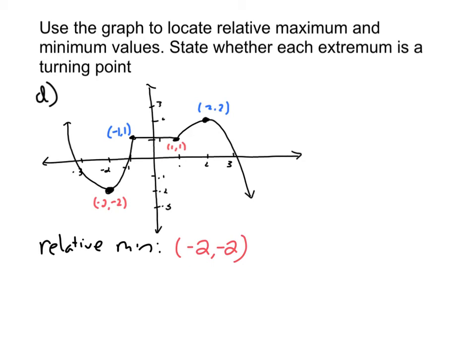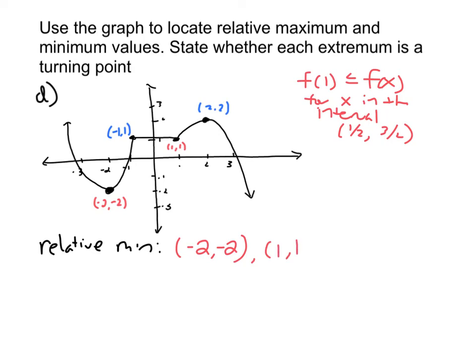Right? Remember, in order for it to be a relative min, we would have to say f of 1 is less than or equal to f of x for x in some local interval. So say you were to go from 1/2 to 3/2, some interval that's really close to 1. Is it the lowest point? Is it less than or equal to? Yes, right? Because it's higher up here, and it's equal to over on the other side. So another relative min is 1, 1.